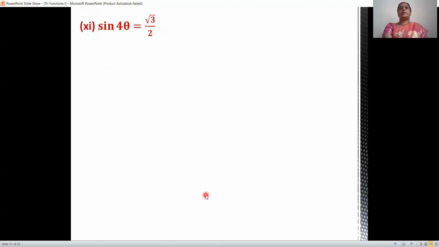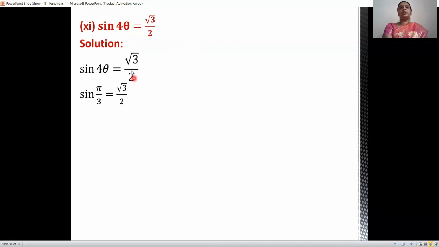Okay, consider the next example. Sin 4 theta is equal to root 3 by 2. Write down the function as it is. Sin 4 theta is equal to root 3 by 2. Then where will we get the value of sin theta as root 3 by 2? That is at the value of pi by 3. Therefore, write down sin pi by 3 is equal to root 3 by 2.